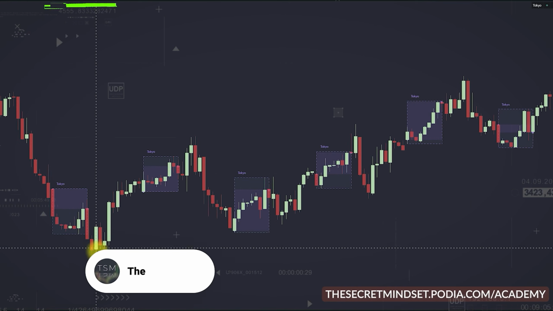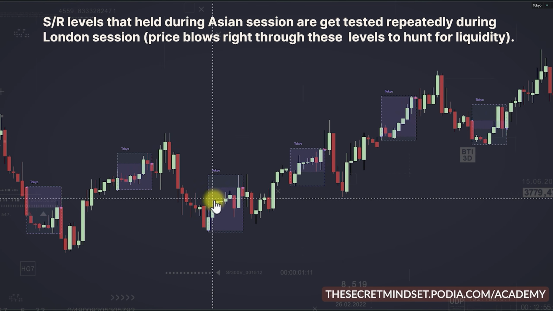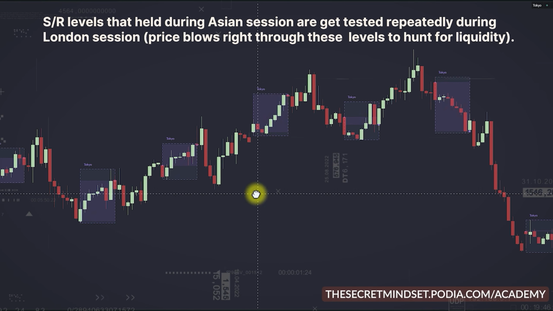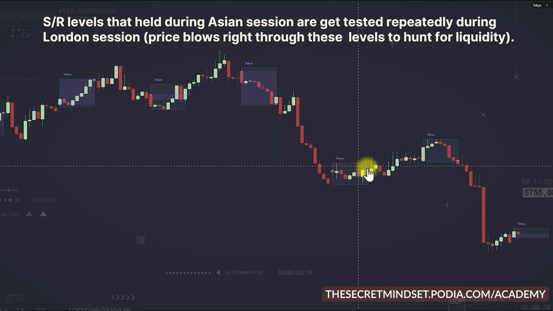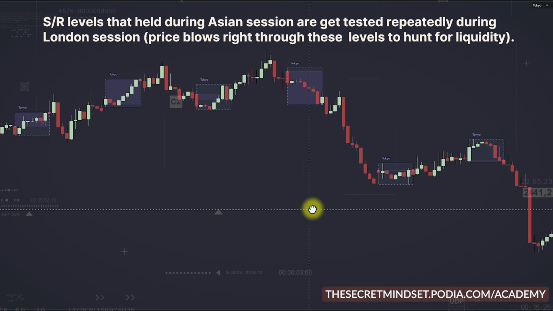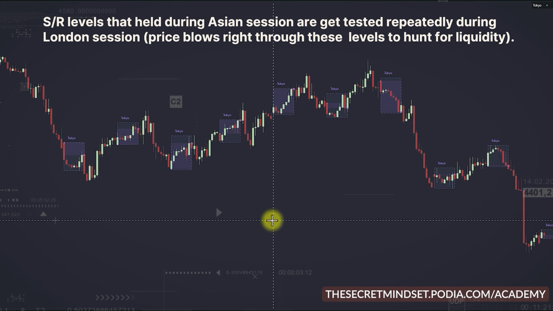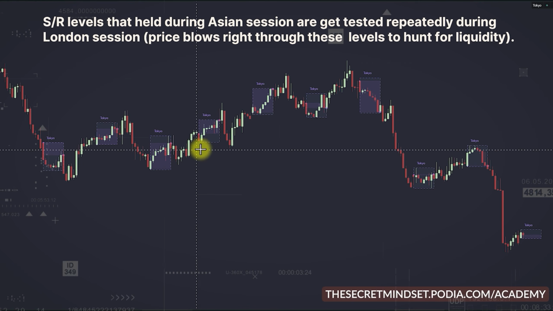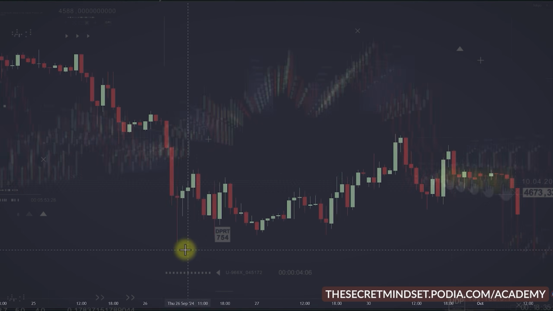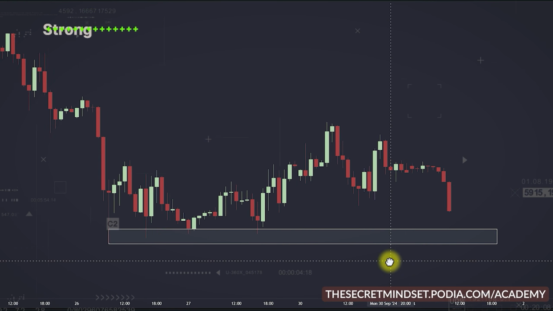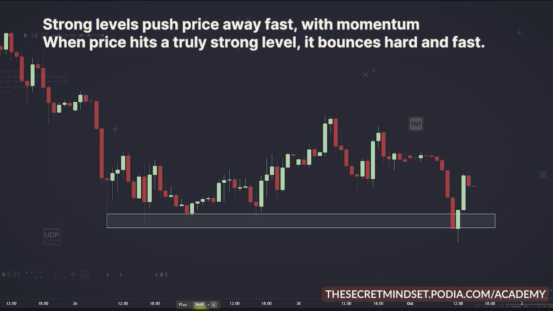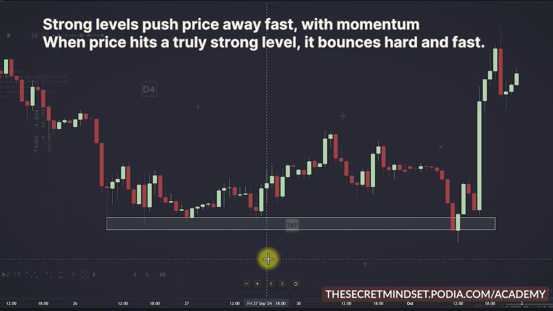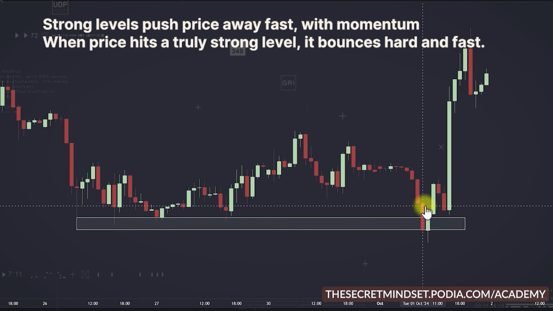Watch any forex pair during London Open. See those support levels that held during Asian session. They get tested repeatedly because there's no real buying interest, just small orders from retail traders. When London banks start trading, they blow right through these levels to hunt for liquidity below. Here's what really happens. Strong levels push price away fast. No hesitation, no multiple tests, just pure momentum. Price bounces hard and moves. Real support doesn't mess around.